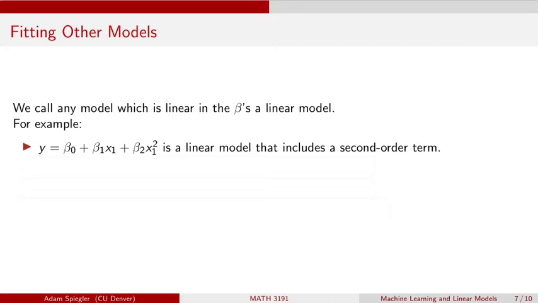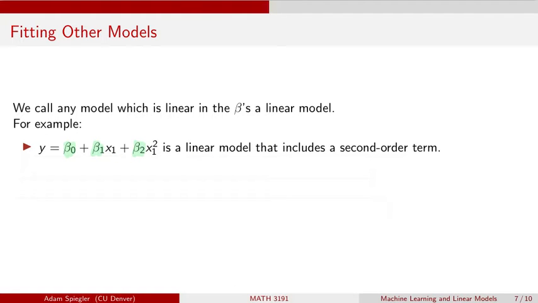So when we're discussing linear models, the linearity that we're describing applies to the coefficients beta in our model. So we want to make sure that each of these betas occurs only to the first power. And we're not referring to the predictors in our model.